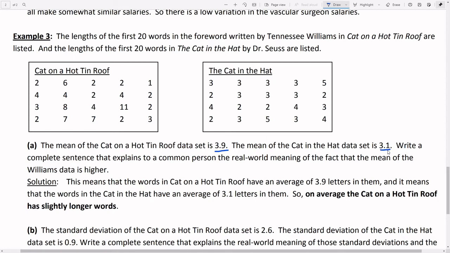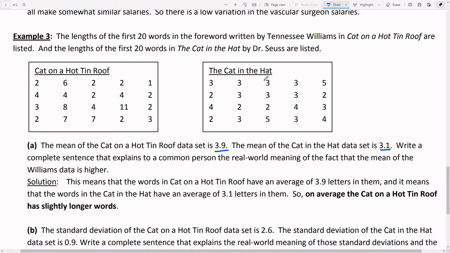Well, you could say a lot of things here, but specifically, you should tell the person what this number actually means, right? So the solution here says this means that the words in Cat on a Hot Tin Roof have an average length of 3.9 letters. About 4. So the average word in this collection has about 4 letters in it. People can connect with that. Oh yeah, 4-letter words, okay. But that's the average, not all of them, just the average.